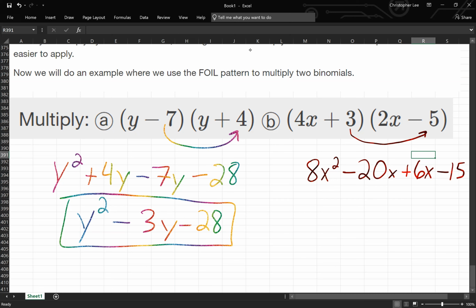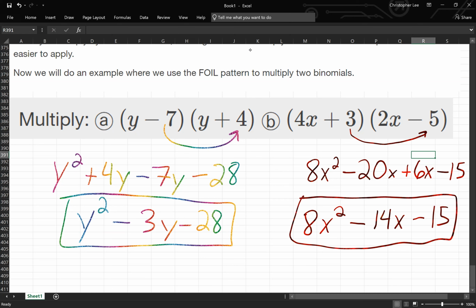After that, what do I want to do? I want to combine like terms, right? This is going to give me what? 8x squared, right? And then this is going to be a negative 14x when I combine like terms. Bring down that minus 15, and this will be my final answer here. Any questions on that? Anybody?